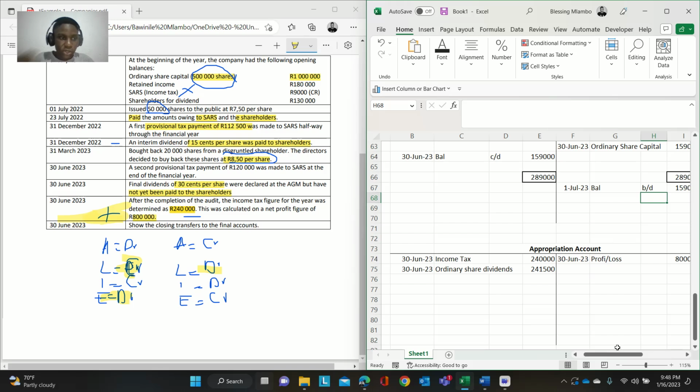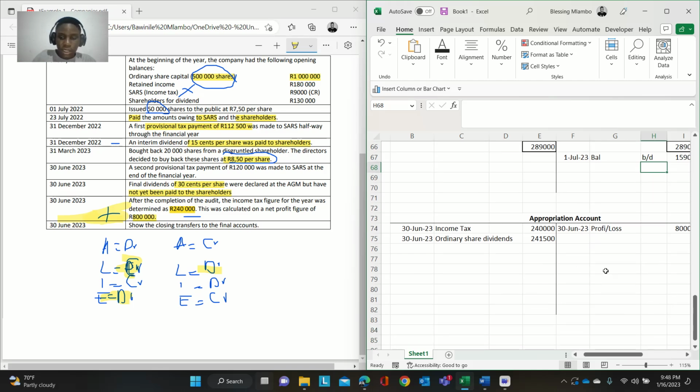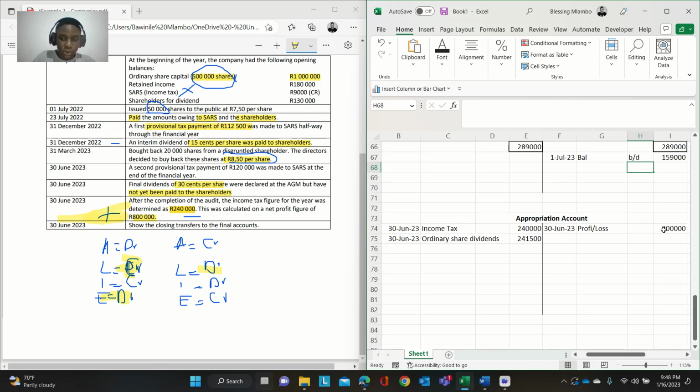So now all we've been doing is processing closing entries, right? Closing transfers. The income and expense accounts are closed off completely, and the income tax and dividends accounts are closed off to the appropriation account. So the appropriation account is like a distribution account. We have profits for the year, and profits for the year are distributed between income tax and the ordinary share dividends. We take profits for the year, subtract the income tax, subtract the dividends for the year, and the balance is taken to retained earnings.